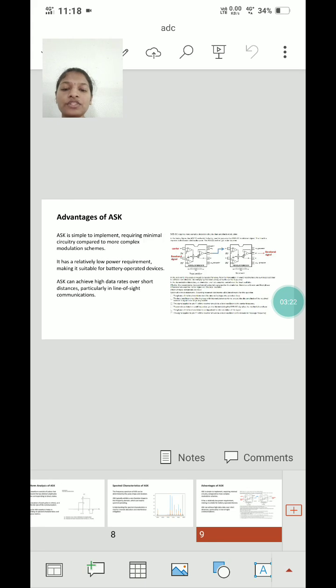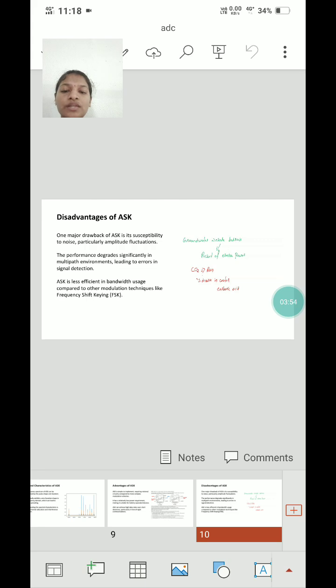Advantages of amplitude shift keying. Amplitude shift keying is easy to implement, requiring minimal complexity compared to more complex modulation schemes. It has a relatively low power requirement, making it suitable for battery operated devices. Amplitude shift keying can achieve high data rates over short distances, particularly in line of sight communications.